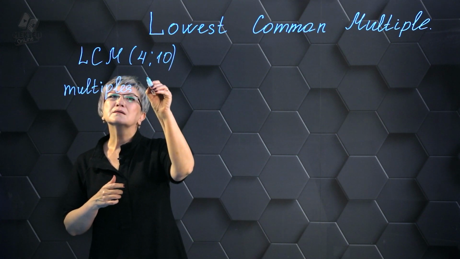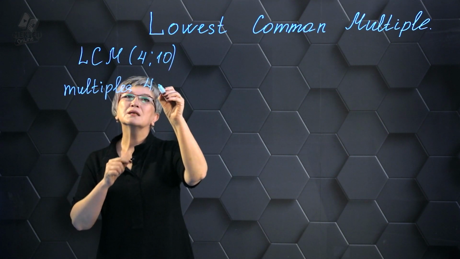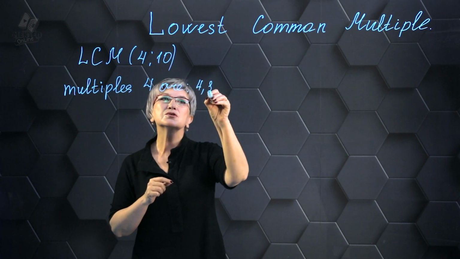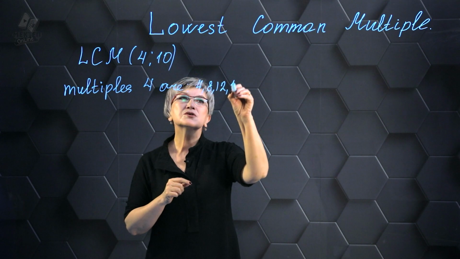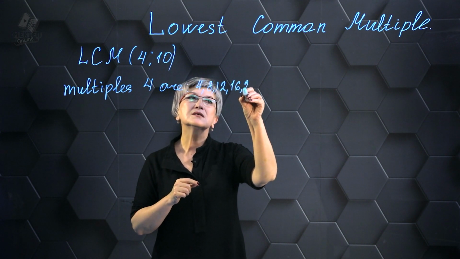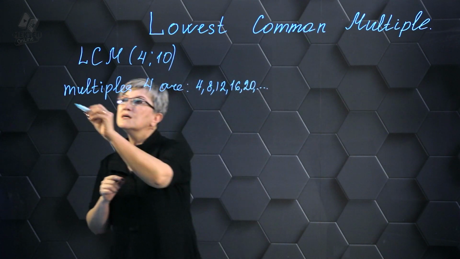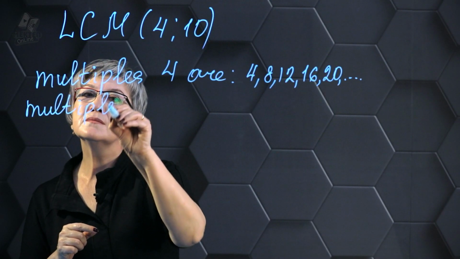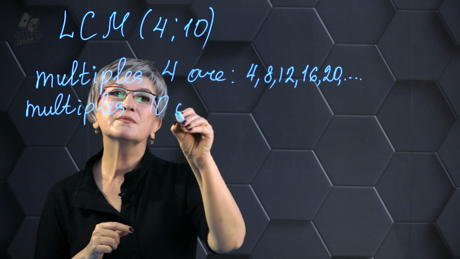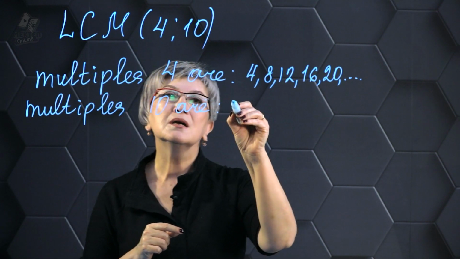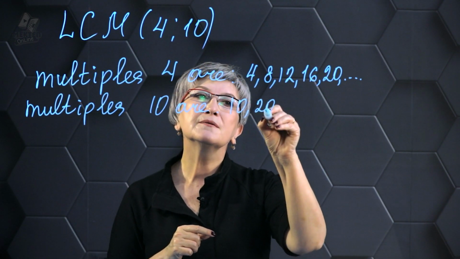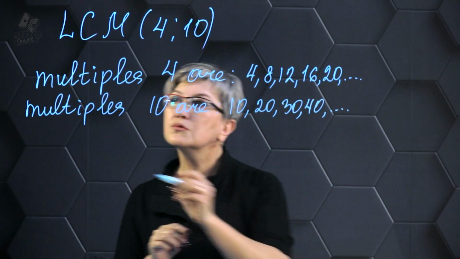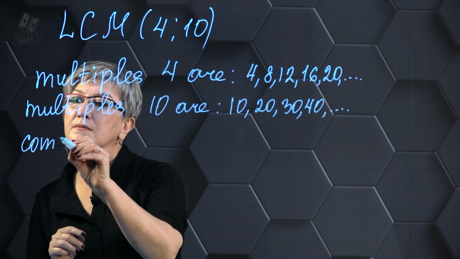Multiples of 4 are the following numbers: 4, 8, 12, 16, 20, and so on. Next, the multiples of 10. These are 10, 20, 30, 40, and so on, continuing in the same pattern without end. I won't write them all out; now we're recording the common ones.